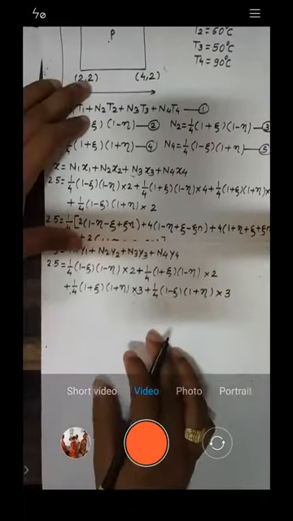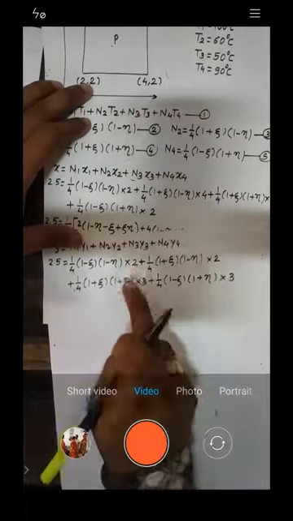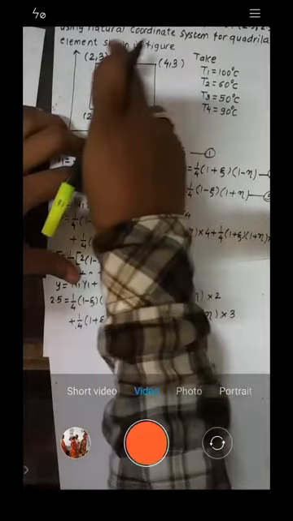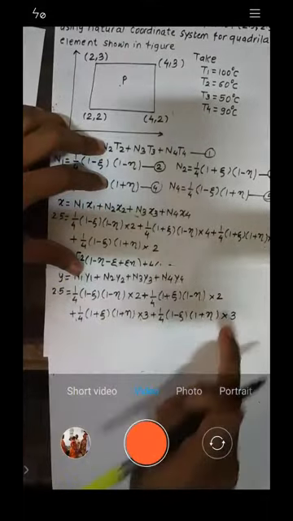See here. This is 2. This is 2, right? So this is written 2, 2. Okay. Then this is 3. This is 3, right? Is it okay?